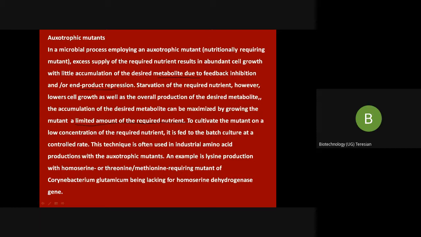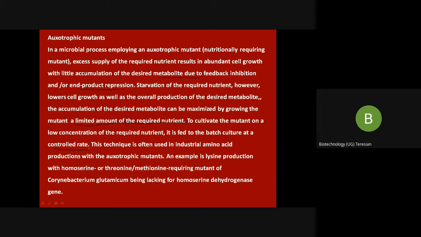Okay, at limited intervals. As I told you, 10 minutes, 30 minutes, 40 minutes, I'll provide you the nutrients and you provide me the end product. To cultivate the mutant on the low concentration of required nutrient, it is fed to the batch culture at a controlled rate. So you are providing a limited amount of the required nutrients at the controlled rate.